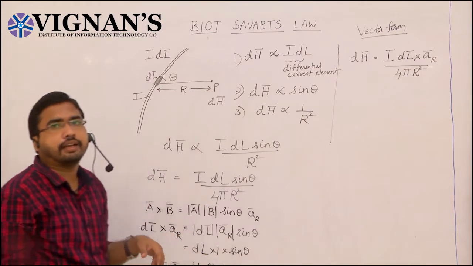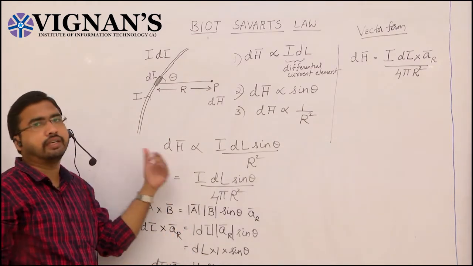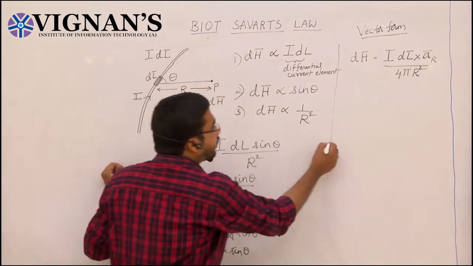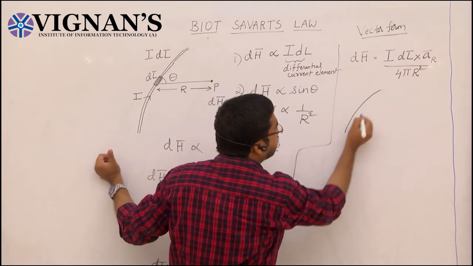Now if we completely mark all the directions of unit vector and everything, then the vector form can be further improved. Suppose I am taking the current carrying conductor like this.